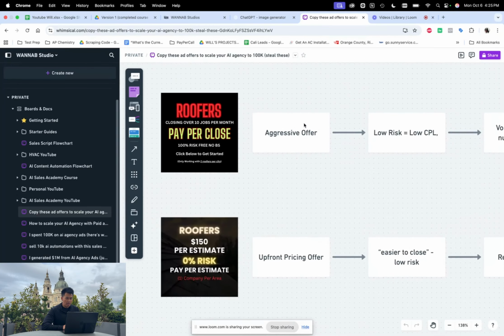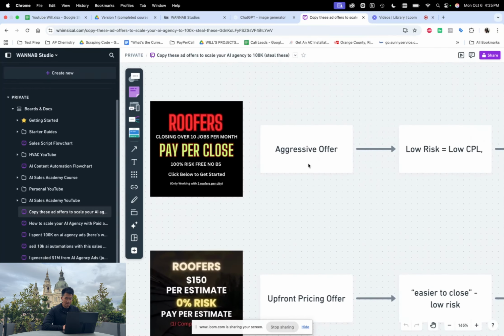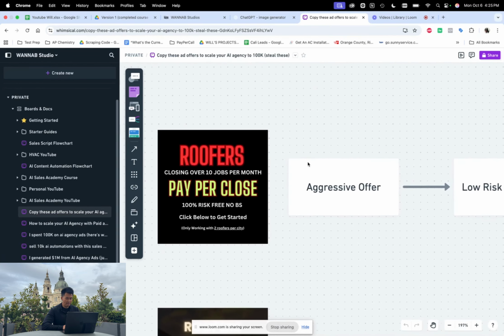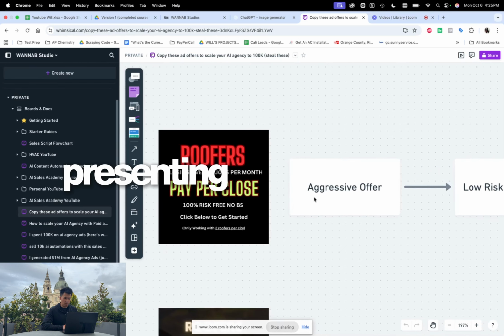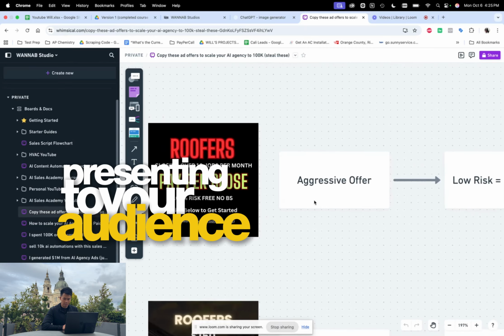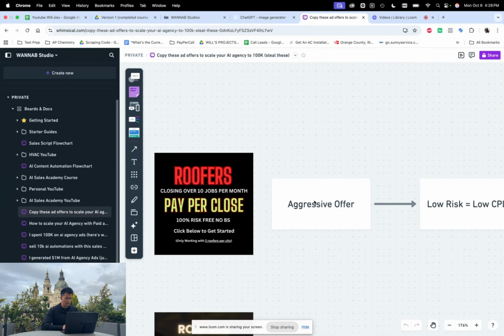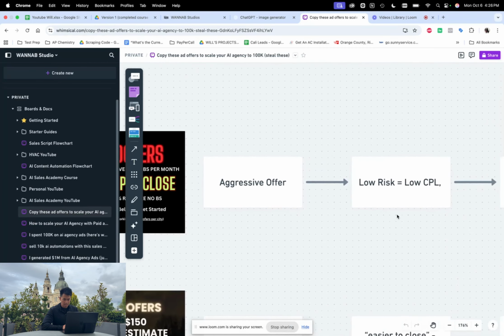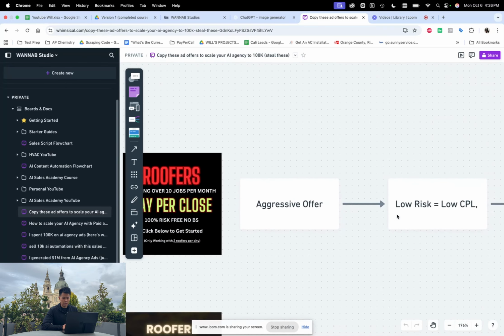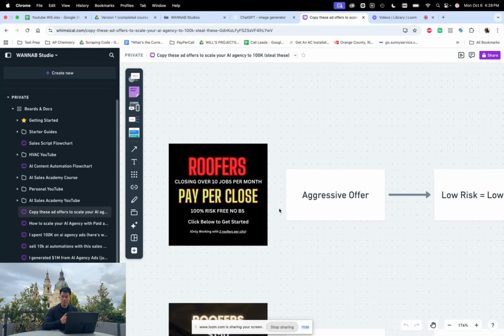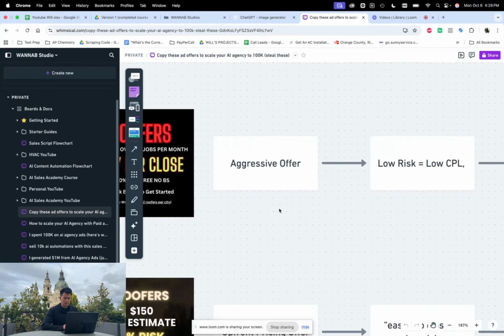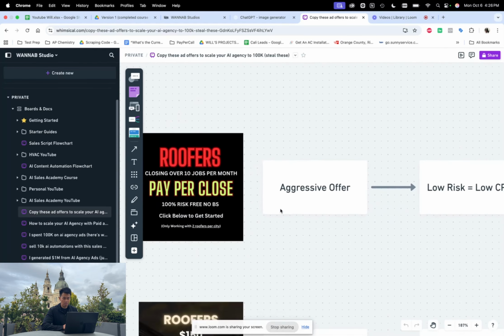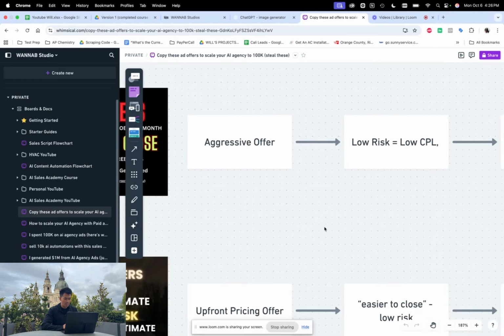So if you have an aggressive offer, what I mean by aggressive is you have a very low risk offer that you're presenting to your audience, right? The lower the risk that you have for your audience, the lower the cost per lead is going to be, right? When people see a very low risk offer and they want to see what the rest of your offer is about, more of your target audience is going to click on this offer, right?